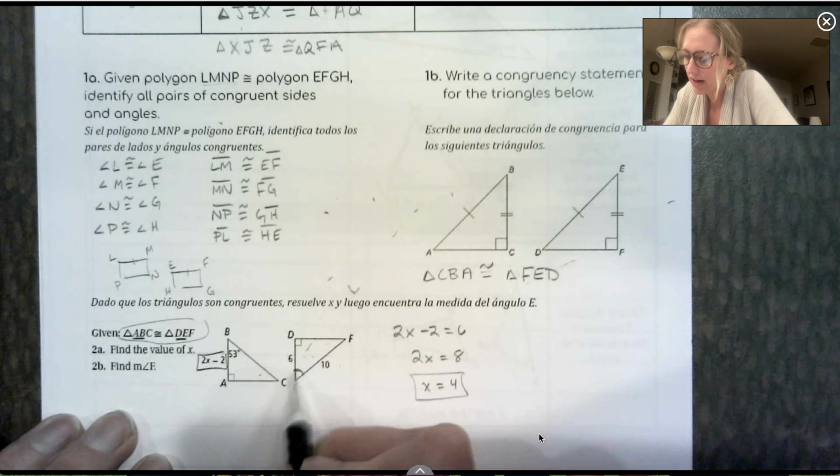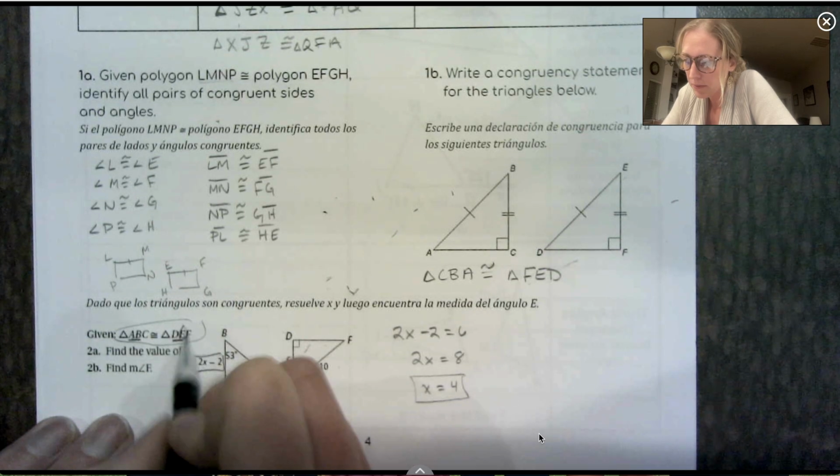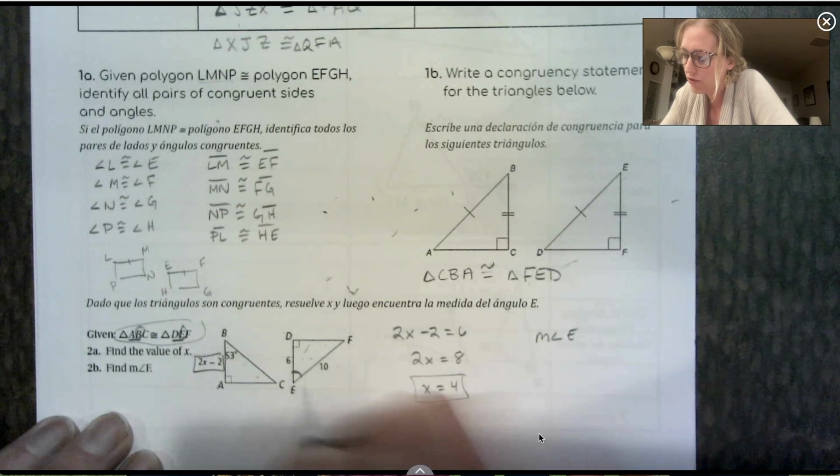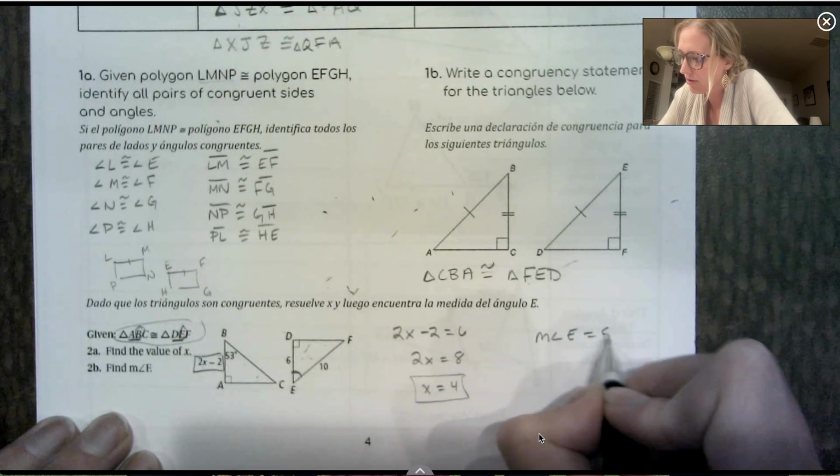So E is right there. E and B line up, E and B. So the measure of angle E must also be 53 degrees.